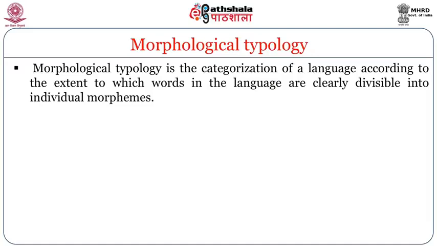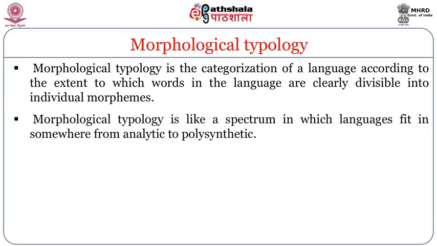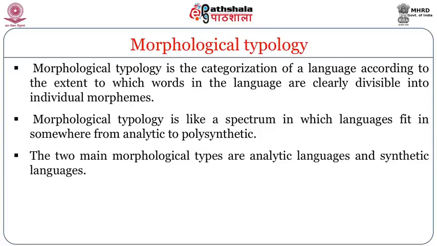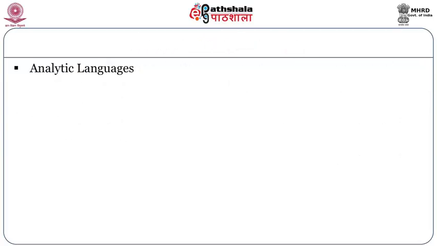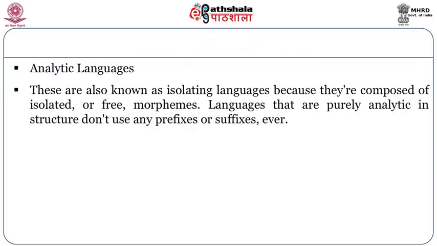Morphological typology is the categorization of a language according to the extent to which words in the language are clearly divisible into individual morphemes. Morphological typology is like a spectrum in which languages fit in somewhere from analytic to polysynthetic. The two main morphological types are analytic languages and synthetic languages. Analytic languages are also known as isolating languages because they are composed of isolated or free morphemes. Languages that are purely analytic in structure don't use any prefixes or suffixes ever.